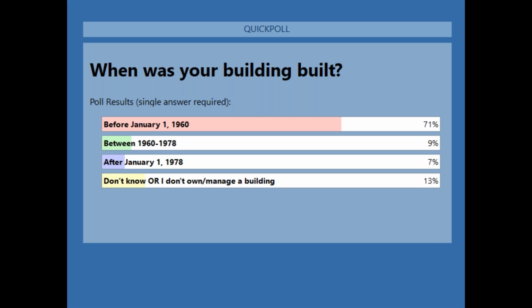Now, we have 9% of our audience for whom their building was built between 1960 and 1978. So that means their building was built after New York City banned lead-based paint, but before the US federal government banned lead-based paint. So for you folks, Local Law 1 is really only going to come into play in a very particular circumstance, which is if you have actual knowledge of lead-based paint in your building.